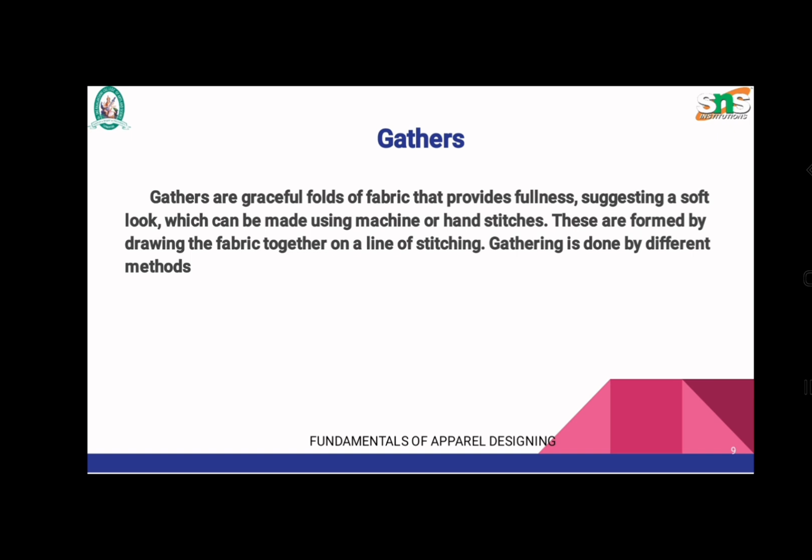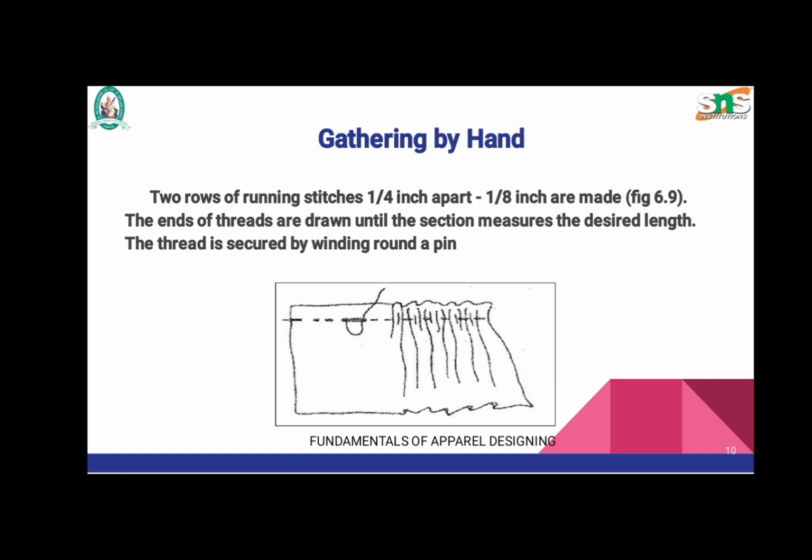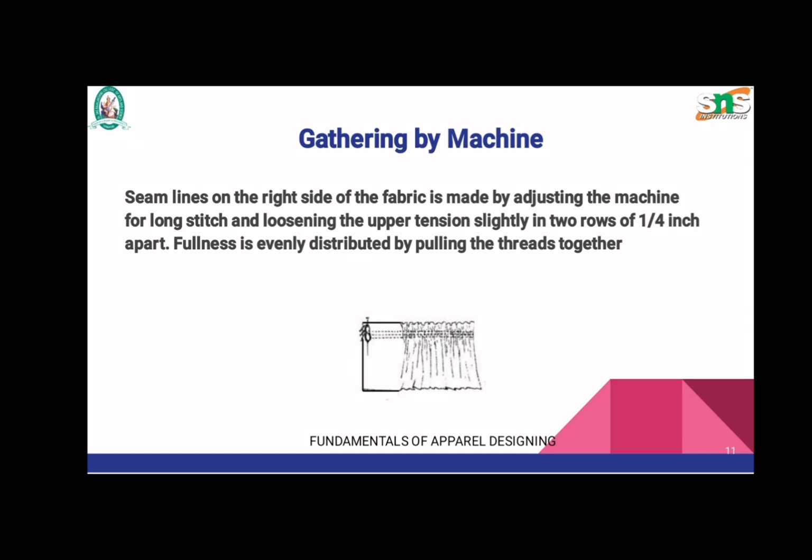Next, gathering by hand. 2 rows of running stitches 1/4 inch to 1/8 inch apart are made. The ends of the threads are drawn until the section measures the desired length. The thread is secured by winding around a pin. In the images given below, by hand we can create gathering over the fabric, and it is also a decorative finish.